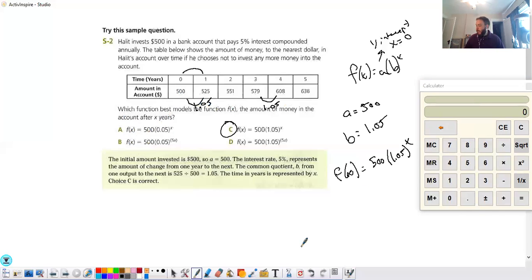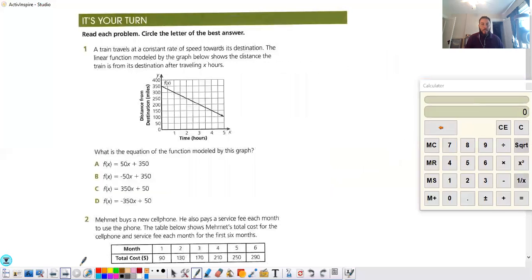All right, so now we're going to take a look at some problems to do on your own. We've only got 4 problems in this chapter, not too long, and these ones shouldn't be too bad. So if we take a look, the first one here says, a train travels at a constant rate of speed towards its destination. The linear function modeled by the graph below shows the distance the train is from its destination after traveling x hours. What is the equation of the function modeled by this graph?